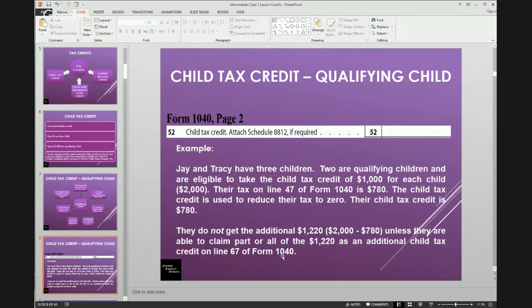Therefore, the child tax credit would be used only to reduce it to 0, and the child tax credit would only be $780. In their instance, they do not get the additional $1,220 unless they're able to claim part or all of the $1,220 as an additional child tax credit, and that would be on line 67 of the return.